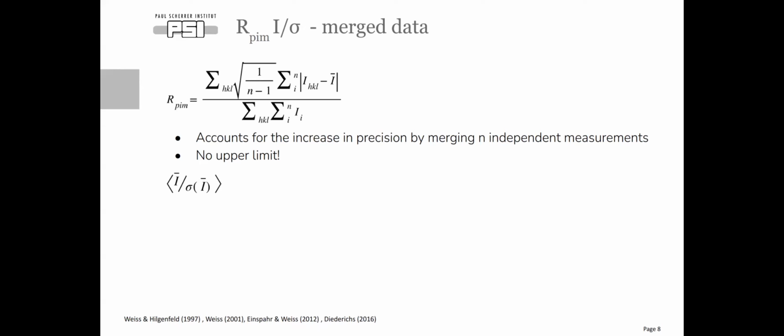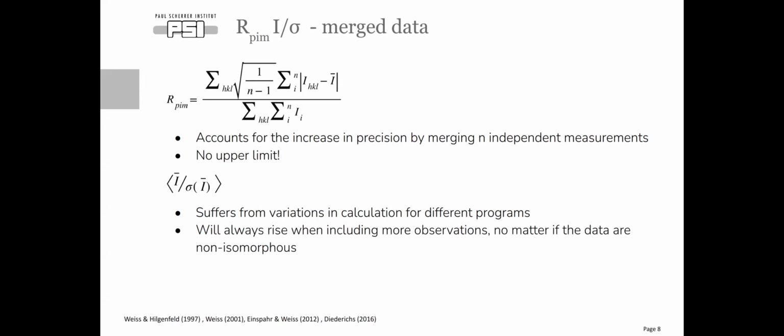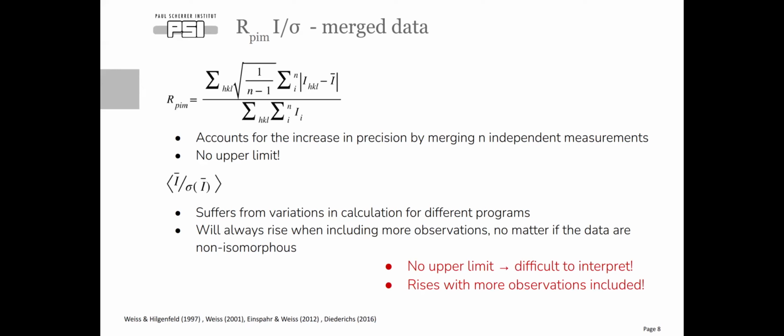So there's another quantity that is called I over sigma. This quantity has the problem that it suffers from variations in calculation due to different software programs, processing programs. And it will always rise when you merge additional data into it, no matter if the data are isomorphous or non-isomorphous, so kind of bad or good. So the take-home message from this slide would be, again, we have the no upper limit problem for R factors, and I over sigma also rises with more observations.